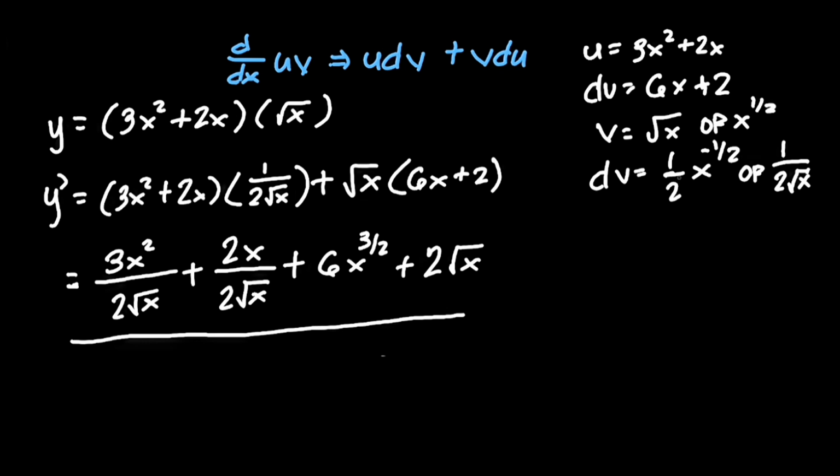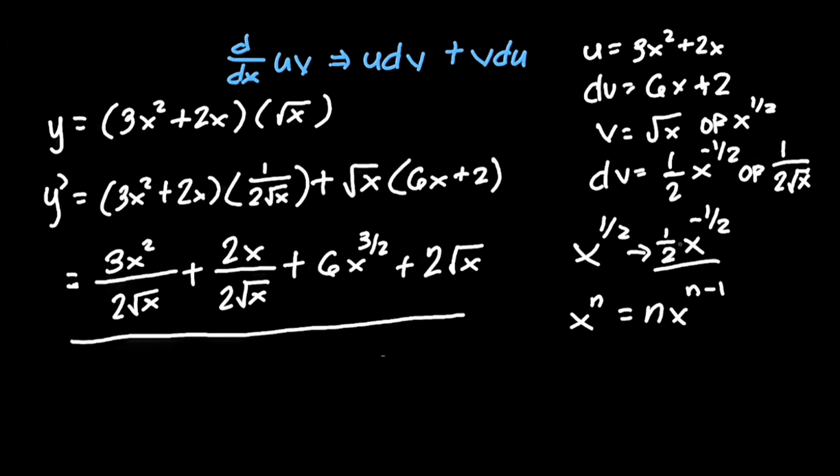Now, how did I get the derivative of x raised to the power of 1/2? Simply because of the power rule. The derivative of x raised to the power of n is equal to n multiplied by x raised to the power of n minus 1. So n here would be 1/2, so put this 1/2 multiplied by x, and 1/2 minus 1 would be negative 1/2.